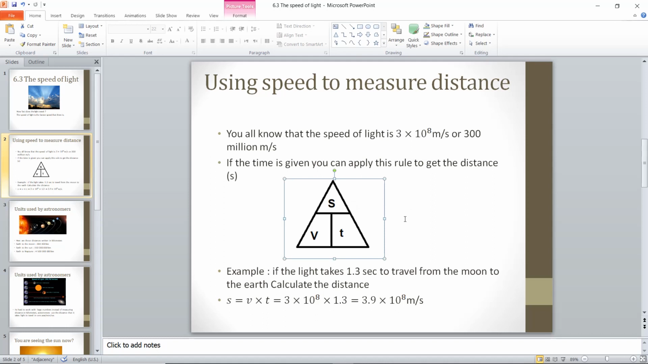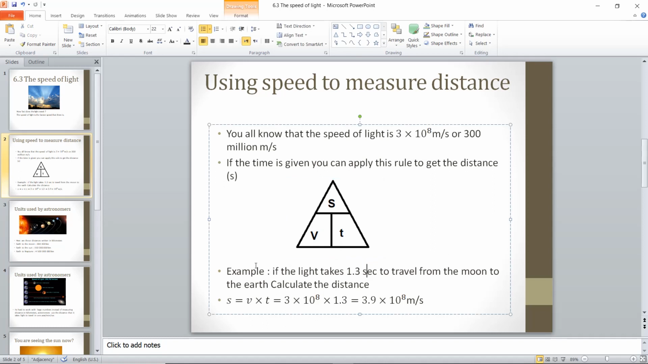So you can cover the S. If you cover the S, then S is equal to V times T. Why? Because this vertical line is for multiplication. This horizontal line is for division. So S is equal to V times T.